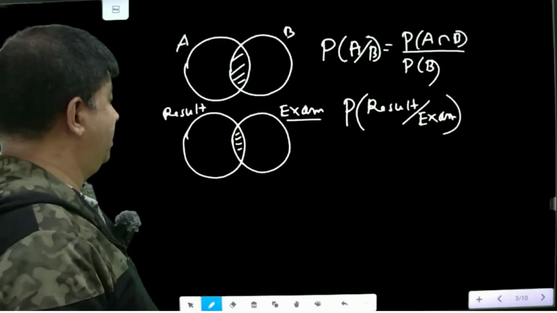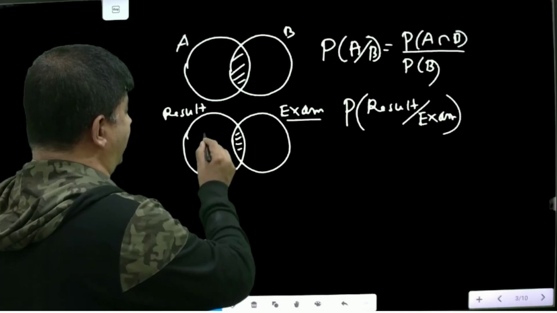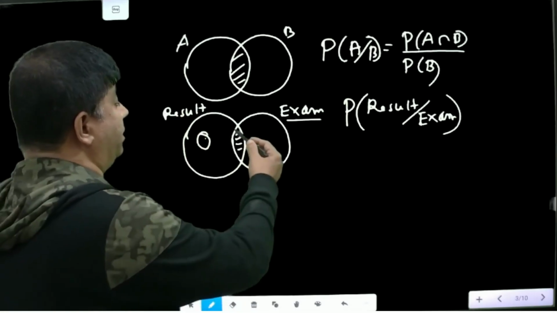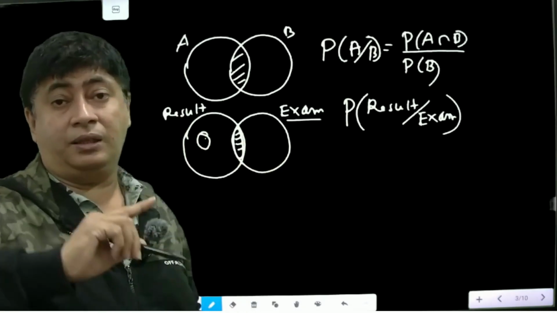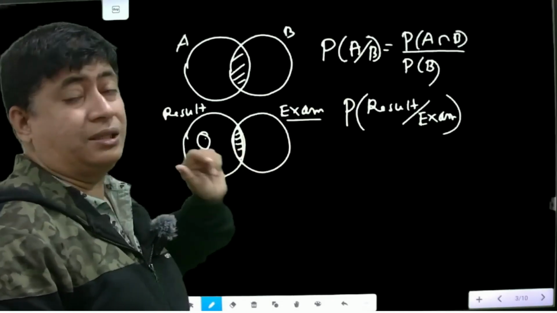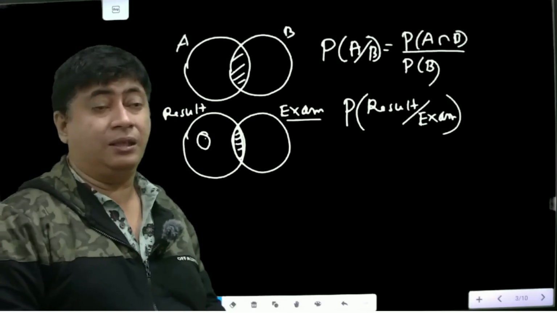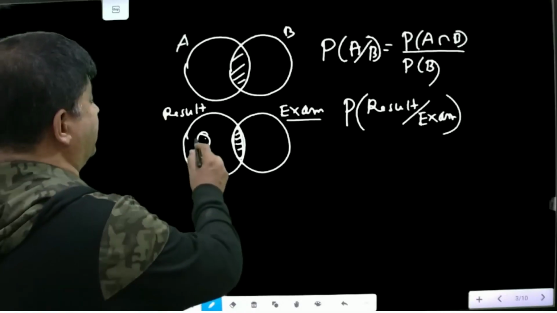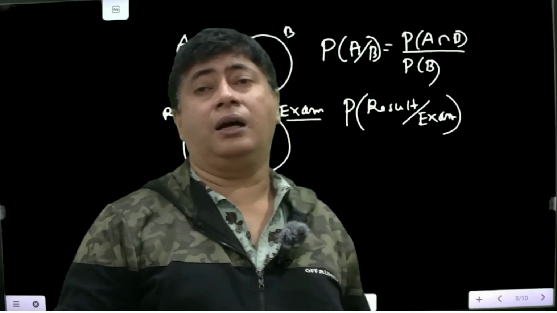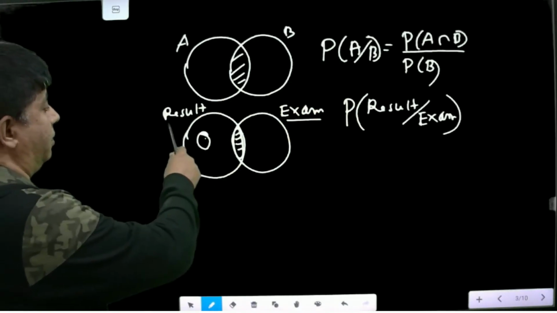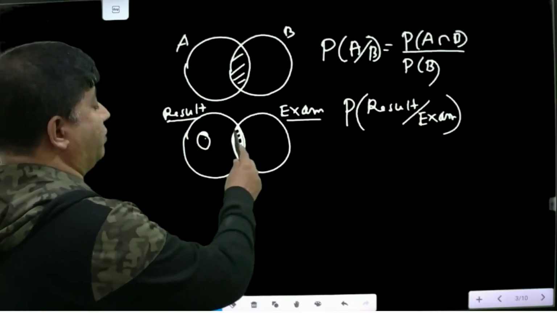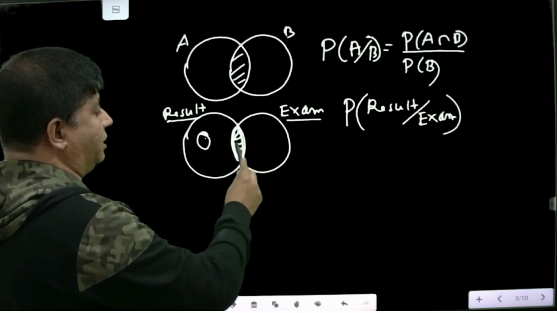You can ask me, the person who is staying here, this area indicates what region? The students who are sitting for the exam are getting this result. But sometimes it happens that students are getting the result without giving the exam. Without giving the exam means, suppose you are giving the JEE exam, and if you get the chance, you will belong to this region.